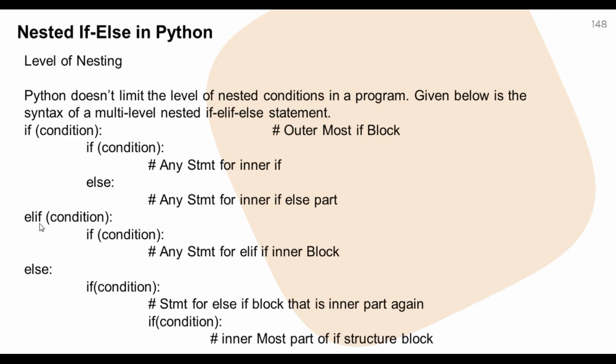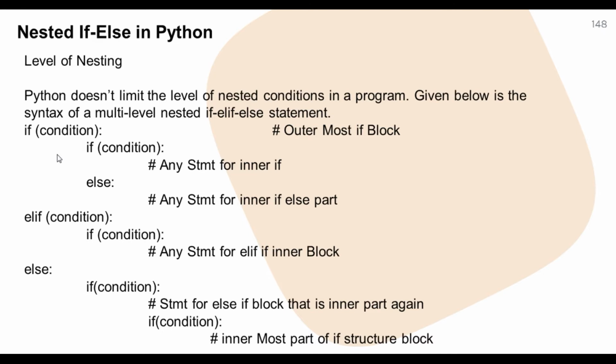Now consider another condition. Suppose this condition is false, so the control of the program will pass to the elif, and this elif checks its condition. If this condition is true, the control will pass to this elif block. In the elif block I have used only an if condition, and no else, because individually we can write it separately without using else.